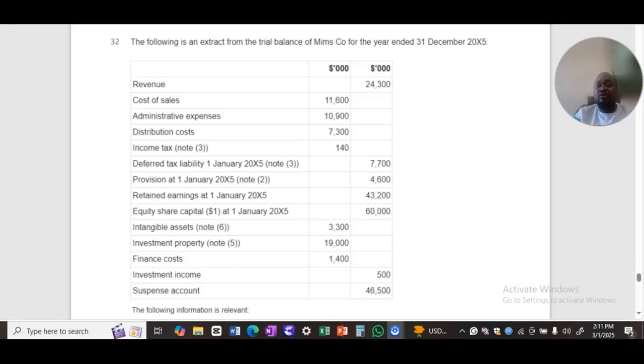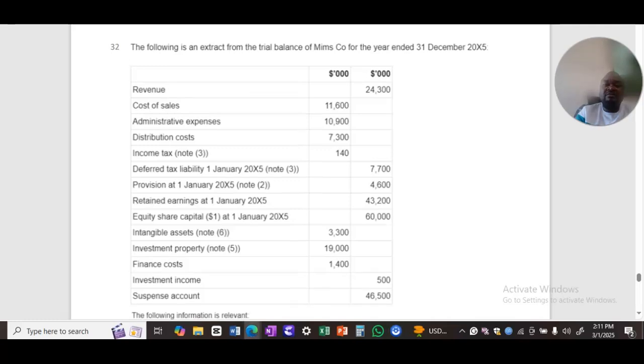All right, so we are given the trial balance of Mims company for the year ended 31st December 20x5. On a trial balance, we have got two things.